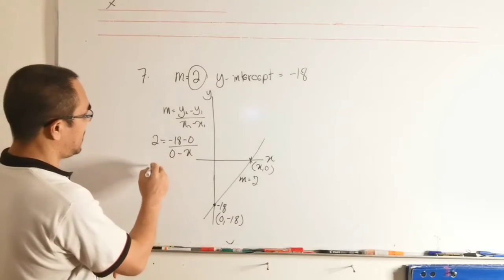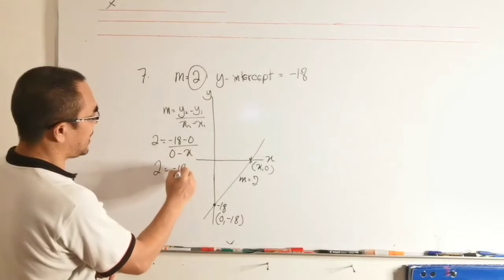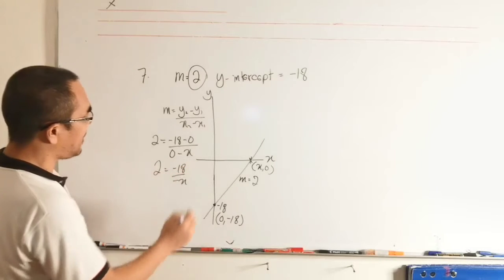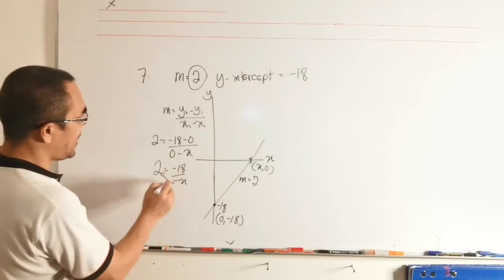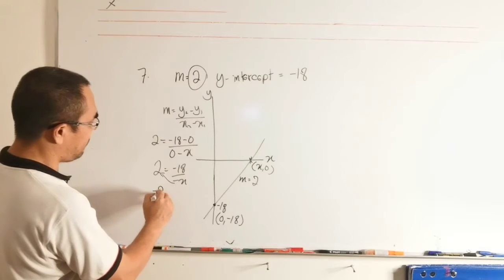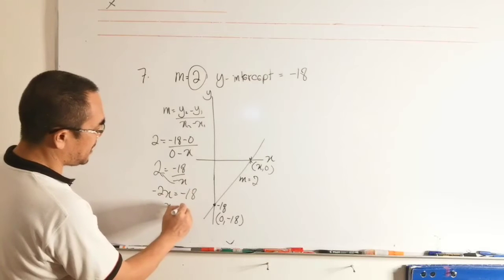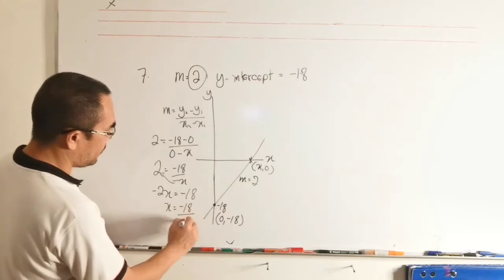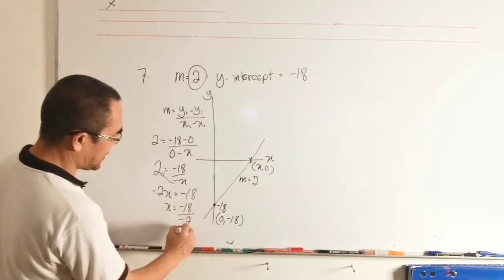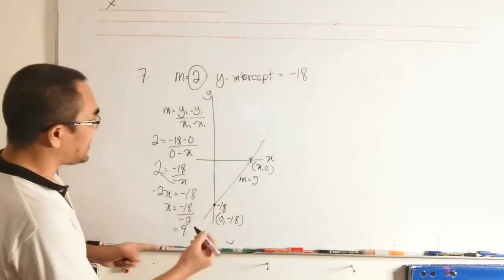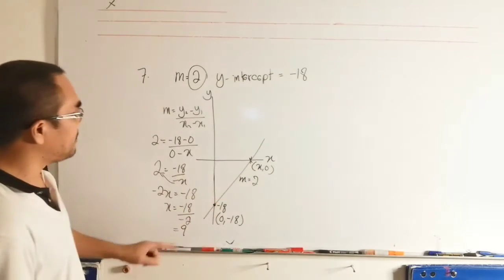So we have 2 equals negative 18 over negative x. Cross multiply, so you get negative 2x equals negative 18. So x will be negative 18 over negative 2, which is 9. So the x-intercept is 9.